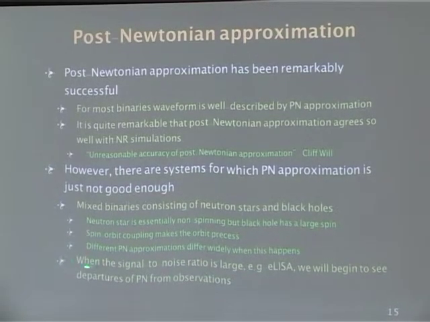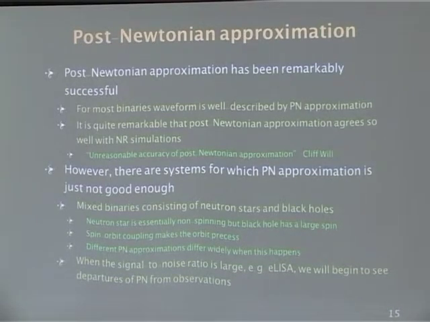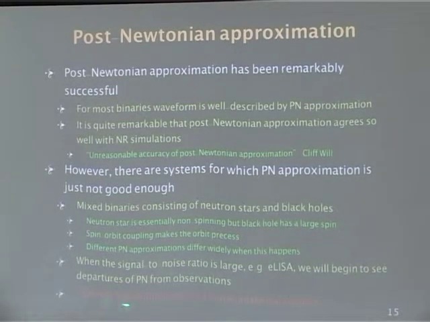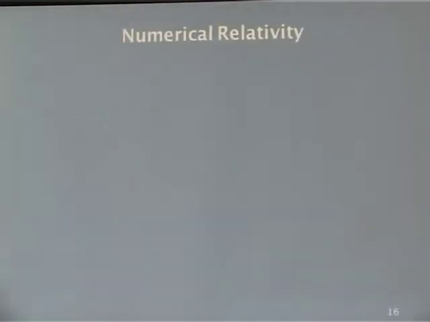Right. In fact, why is this so important? When signal to noise ratio is large, for example, in LISA, we'll begin to see departures from post-Newtonian theory from observation. So that's why this, in red, numerical relativity simulations, but better analytical models.